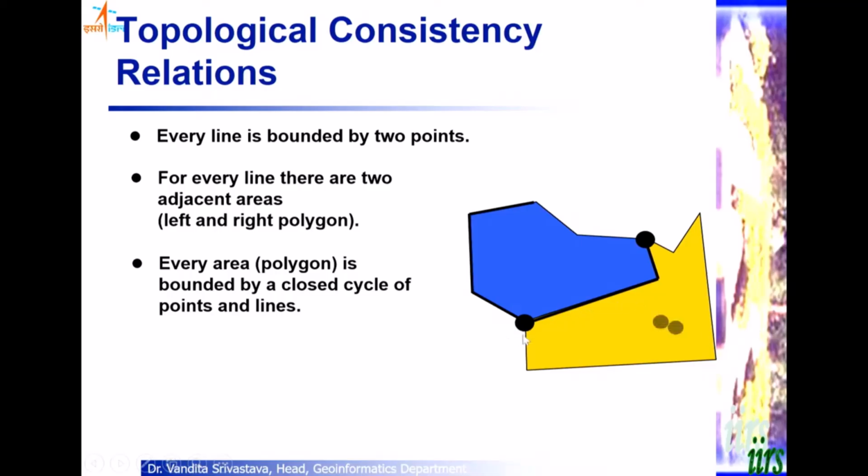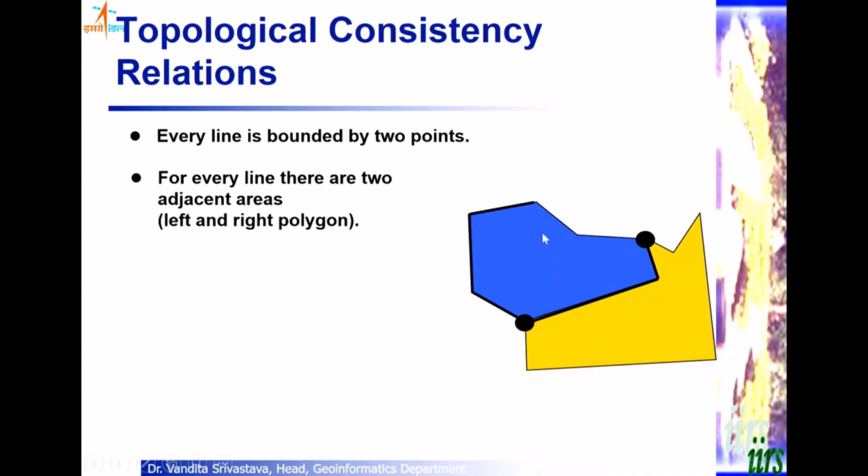So for this line, if I digitize it like this, then this is the left polygon, this is the right polygon. If I digitize from here to here, then this will become left and this will become right. So the direction of the line decides which is to the left and which is to the right. So direction is also important.